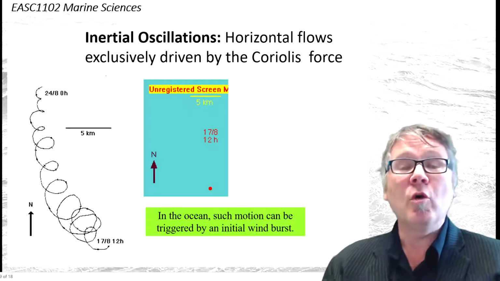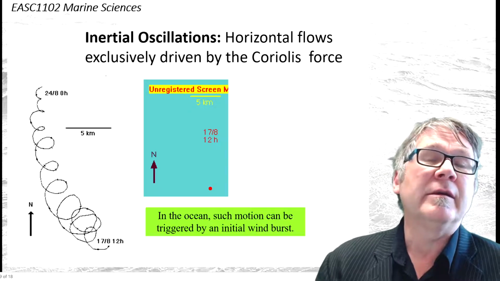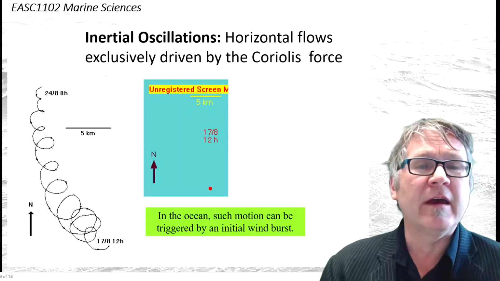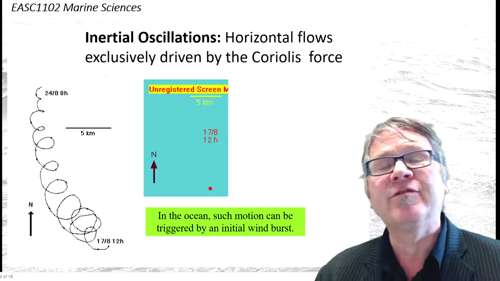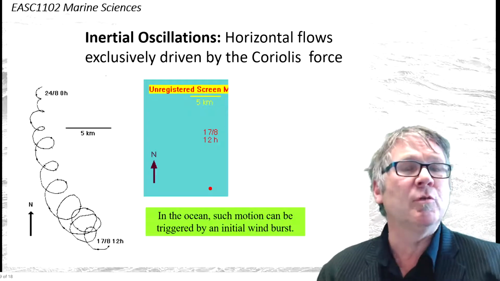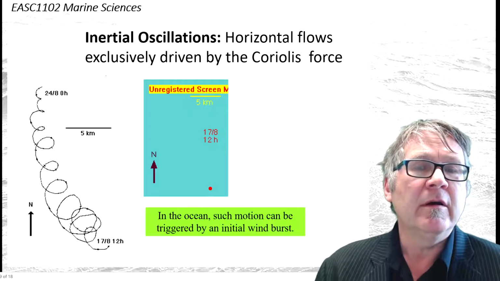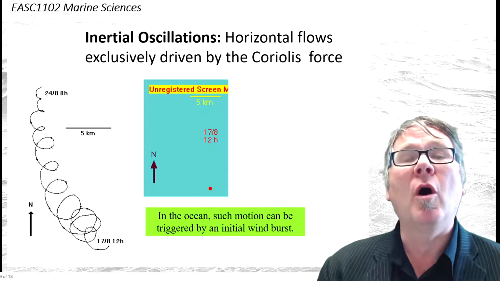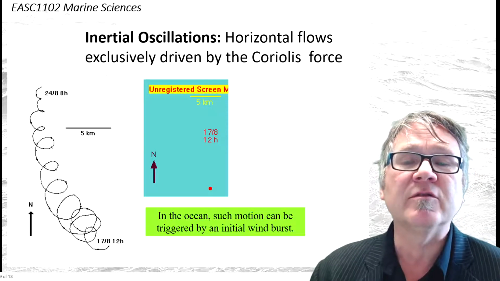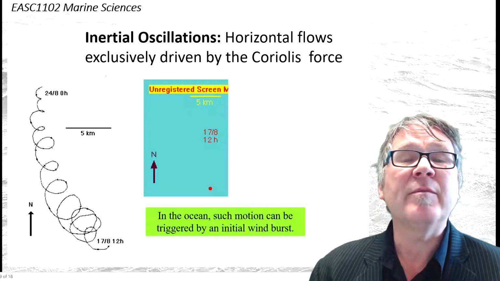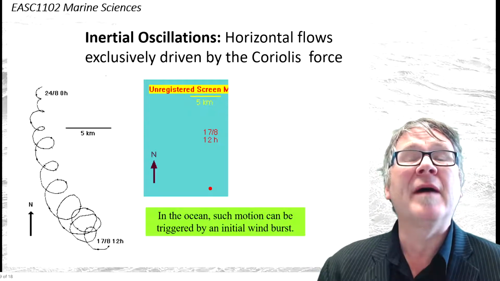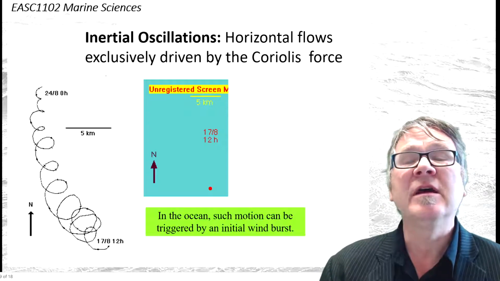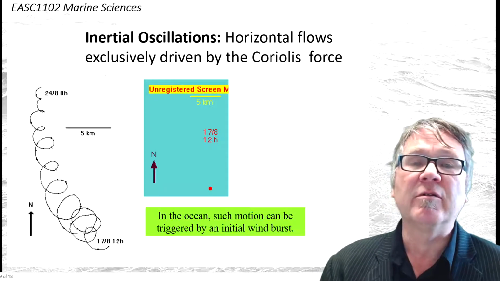So since you now know what the Coriolis force is, you can think about the scenario. What happens if you have a sudden big storm in the ocean that pushes water into a certain direction, and then the storm disappears and you have a motion only influenced by the Coriolis force? These types of motions in the ocean we call inertial oscillations. They are horizontal flows exclusively driven by the Coriolis force.